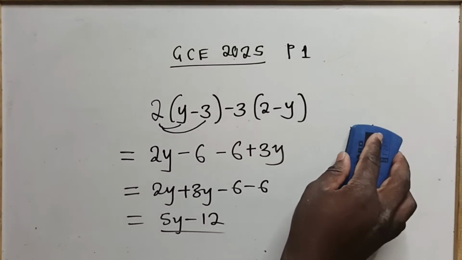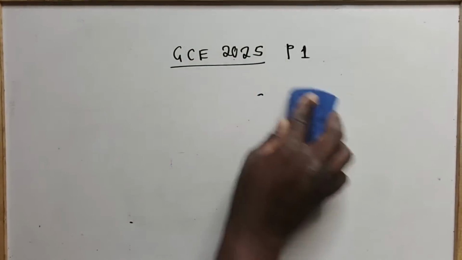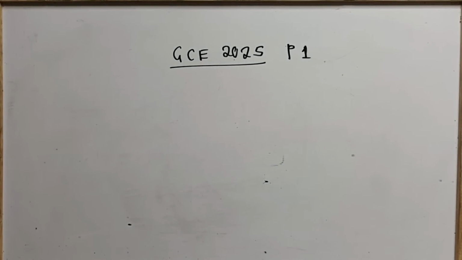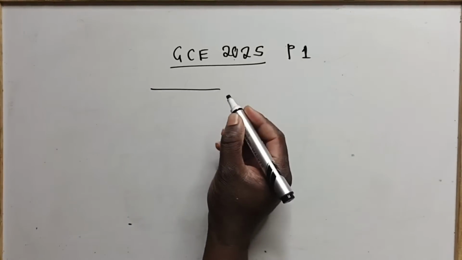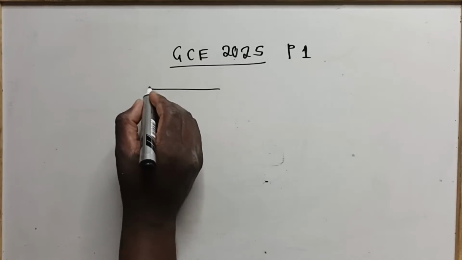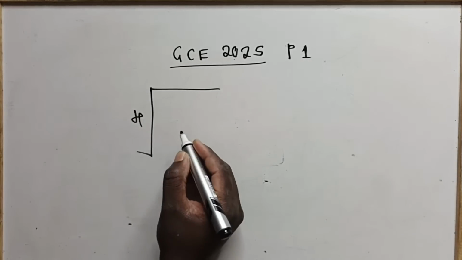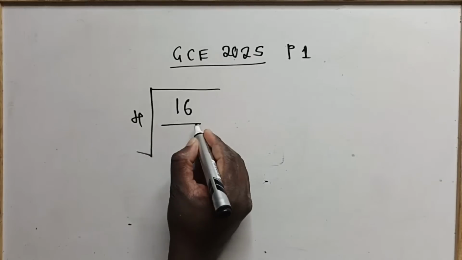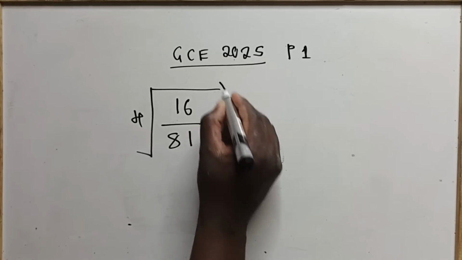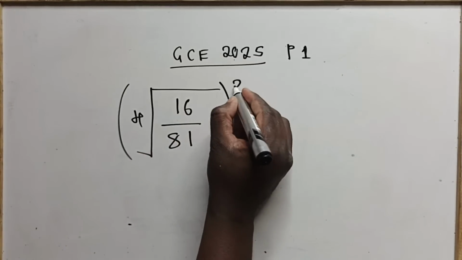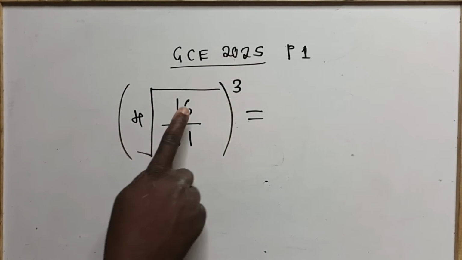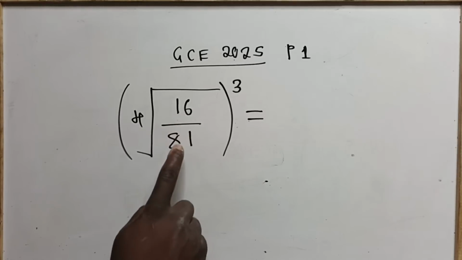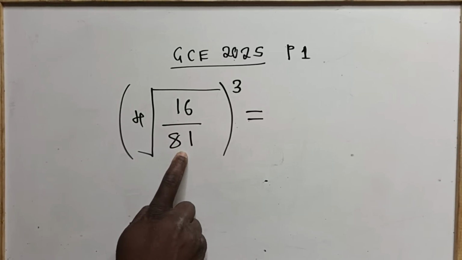We now go to the next question. The next question here, they said evaluate, okay? So we're evaluating, that is the square root. Is it the square root or fourth root? That's a fourth root. Fourth root of 16 over 81. And then here they put a power 3. So how do we evaluate a question like this? This 4, which is right here, it's telling us that we find the square root of 16 2 times and also square root of 81 2 times.